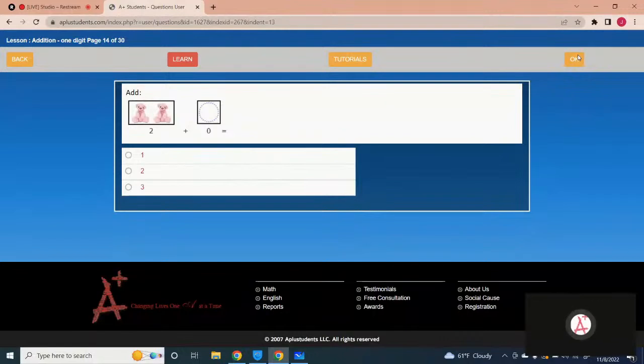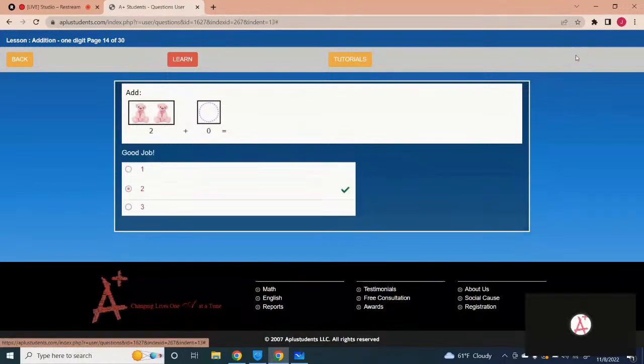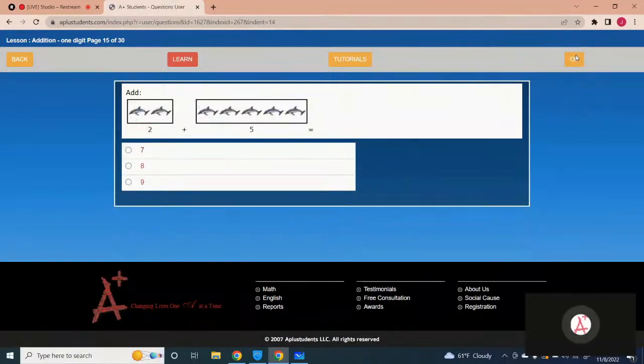Okay, add 2 plus 0. So 2 plus 0 makes 2. Got it? Very good. Select the correct option and then click on the OK button. Okay, add 2 plus 5. So 2 plus 5 makes 7. Got it? So select the correct option and then click on the OK button.